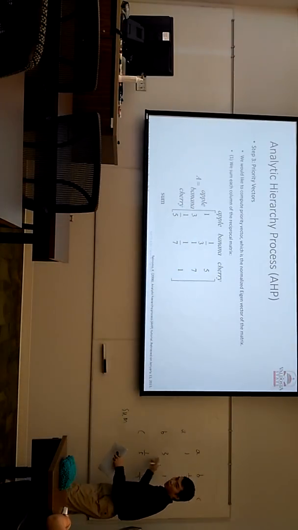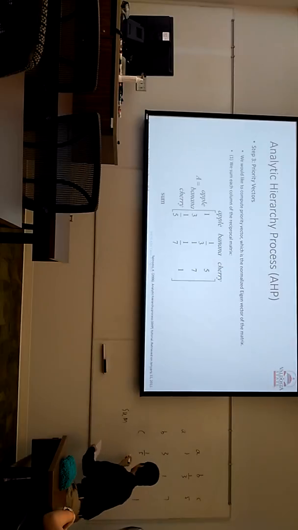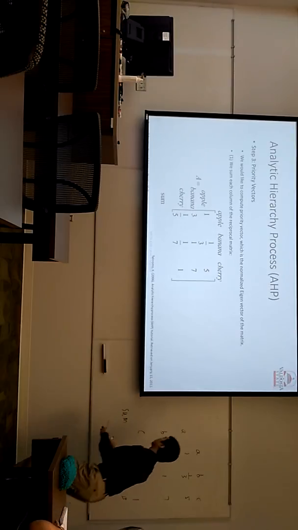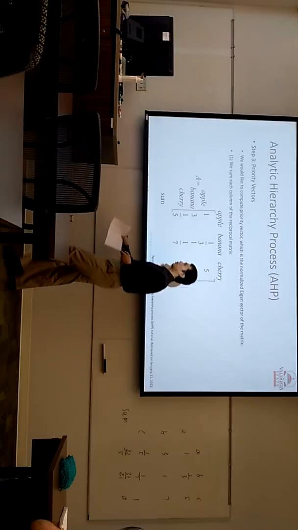For this first column, we have 21/5. The second column, 31/21. The third one is 30. So that's the first step.